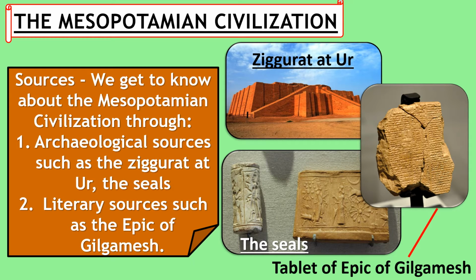Sources. We get to know about the Mesopotamian civilization through archaeological sources such as the ziggurat at Ur, the seals, and also through literary sources such as the Epic of Gilgamesh.